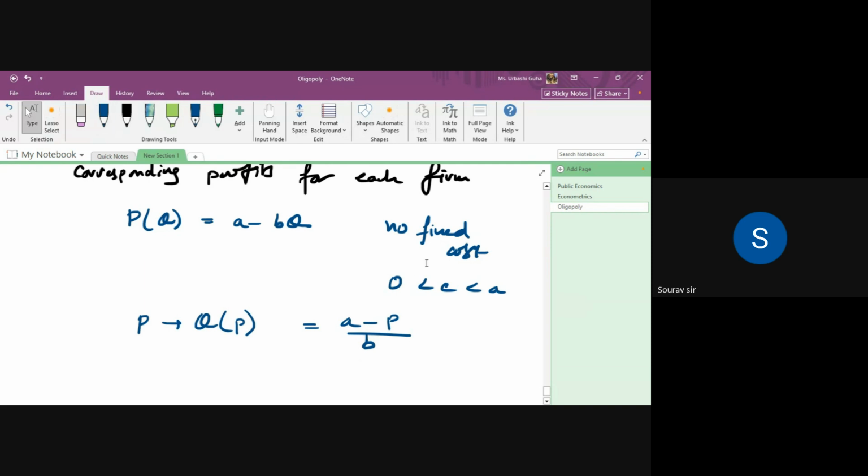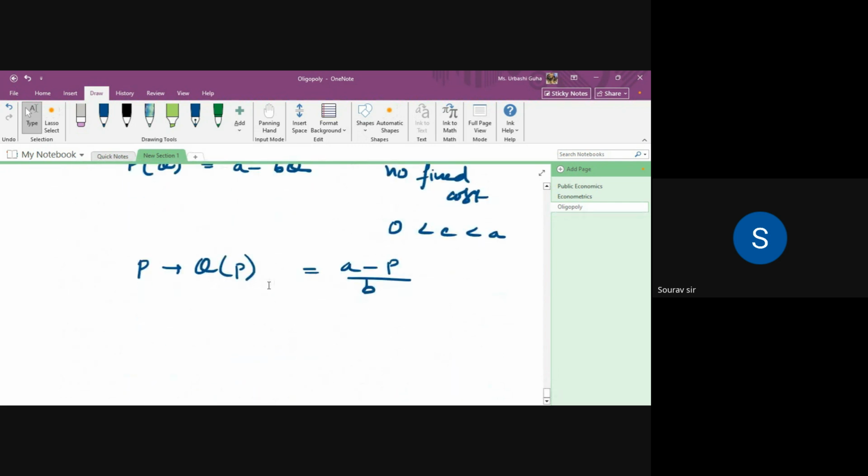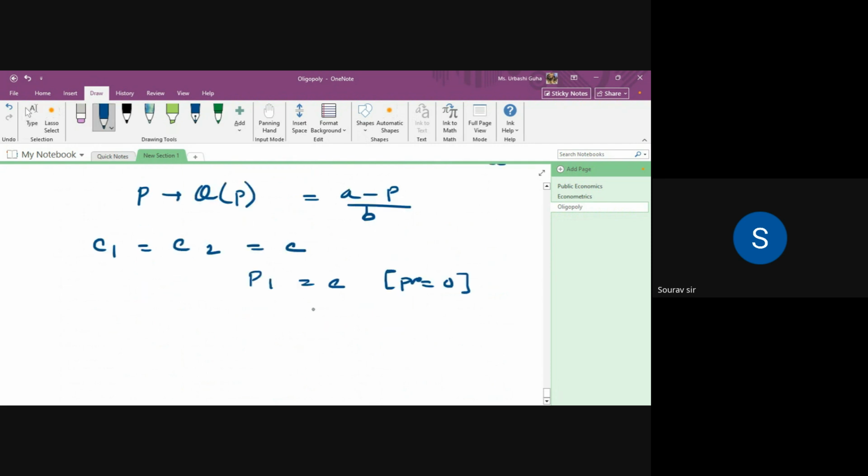Now I have to find out symmetric cost. Let me see the question. Symmetric cost. Okay. So here, C1 is equal to C2, we will take. So C1 is equal to C2 is equal to C. So we have to show that P1 is equal to C and profit is what? Profit is 0. So P1 equal to C is the Nash equilibrium here.